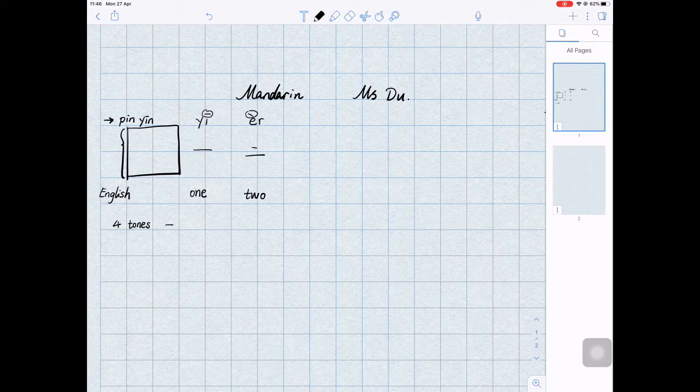4 tones is simple. That's the first tone. We also call it flat tone. And then second tone, third tone, and then we have 4th tone, very deep. So 4 tones help you to distinguish which Chinese character you're talking, and it's very important. I cannot emphasize it enough.